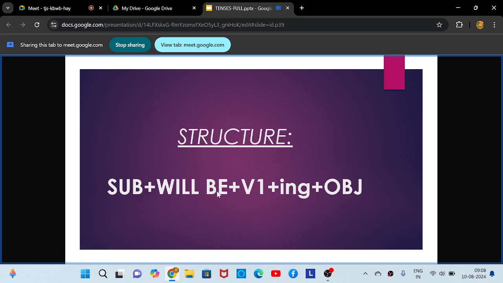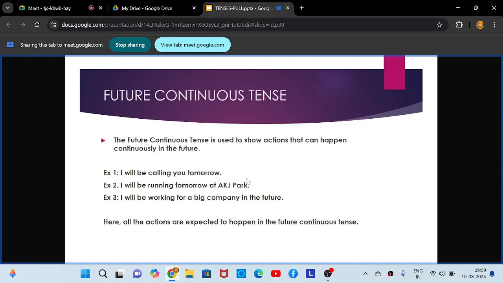You are adding a be. Okay, so in future continuous tense you have to write will be plus the continuous form, which always has the gerund, that is V1 plus ing plus object. Okay, so you can just check in one example whether the format is followed. So, I will be calling you tomorrow. So I is the subject plus will be plus calling, that is V1 plus ing plus you is the object.